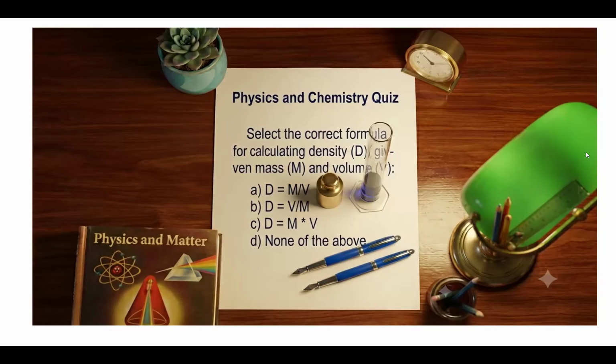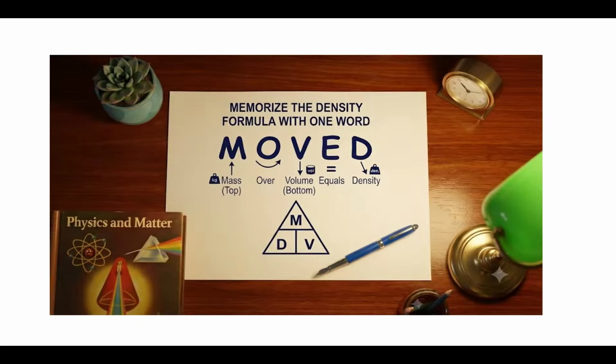Hi everyone, welcome back. In this video, I will show you a quick trick to never forget the density formula again. Many students sometimes miss this, so let's look at a typical quiz question. Which of the following is the correct formula for the calculation of density from mass and volume? So in order to remember the formula forever, you need to remember this simple word, and that word is MOVED.